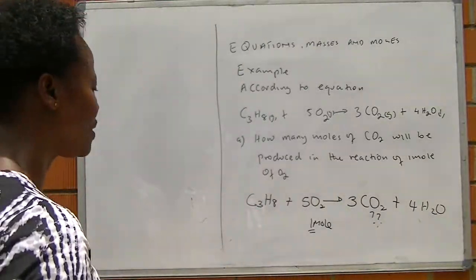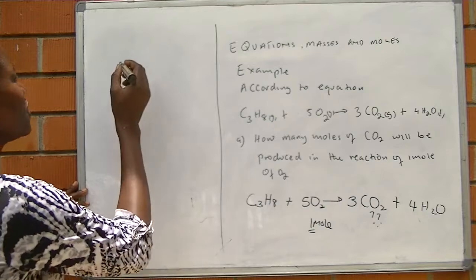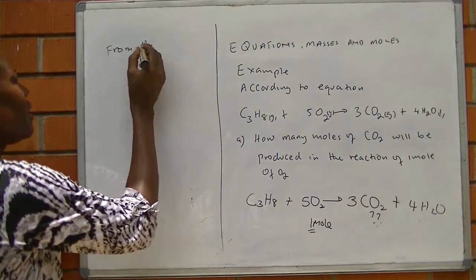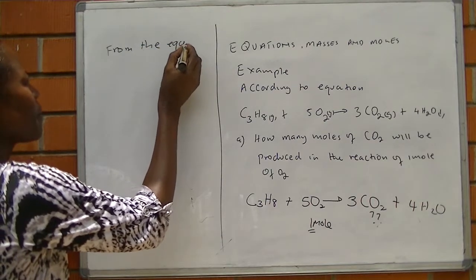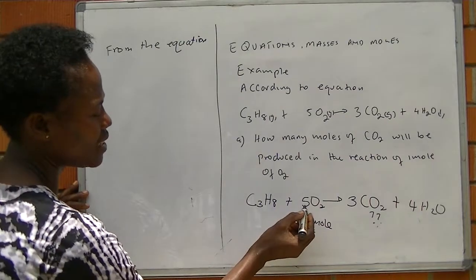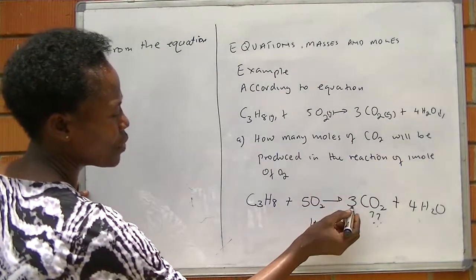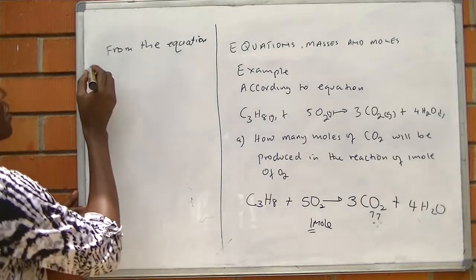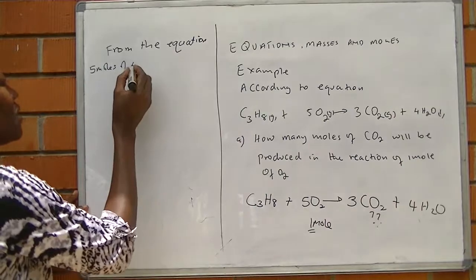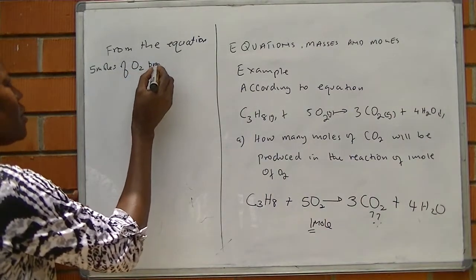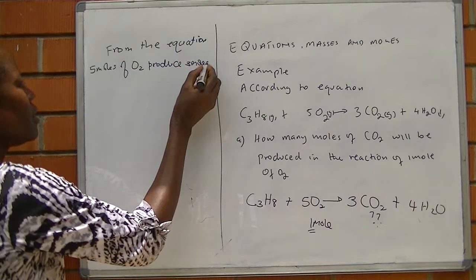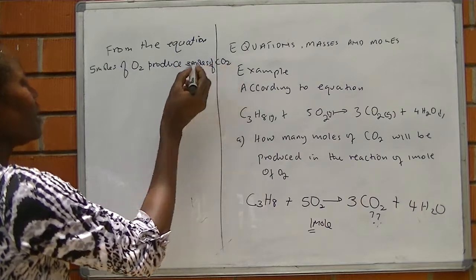So how do we attempt this? Always we begin from the equation and tell the examiner that from the equation, what does the equation say? It says 5 moles of oxygen produces 3 moles of carbon dioxide.